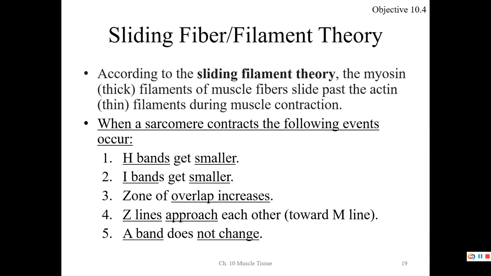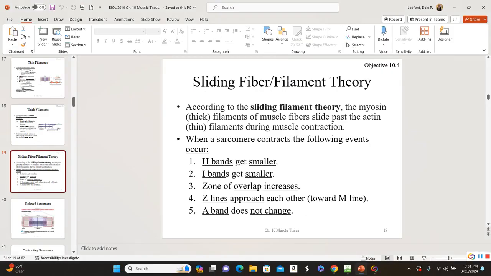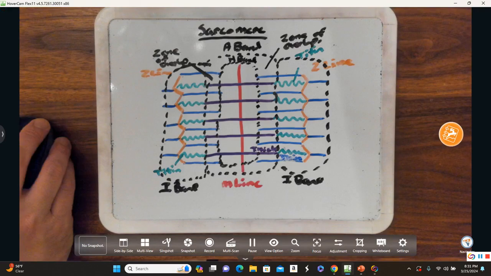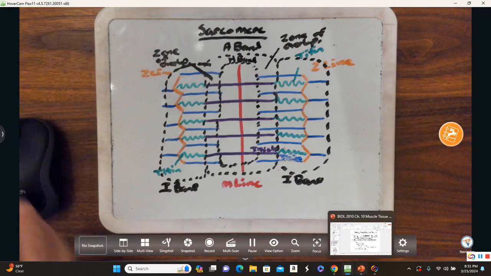What happens is your H bands get smaller, your I bands get smaller, your zone of overlap gets larger, your Z lines go towards the M line or approach each other, and the A band doesn't change at all. So when you look at this, be imagining this sarcomere and what happens.